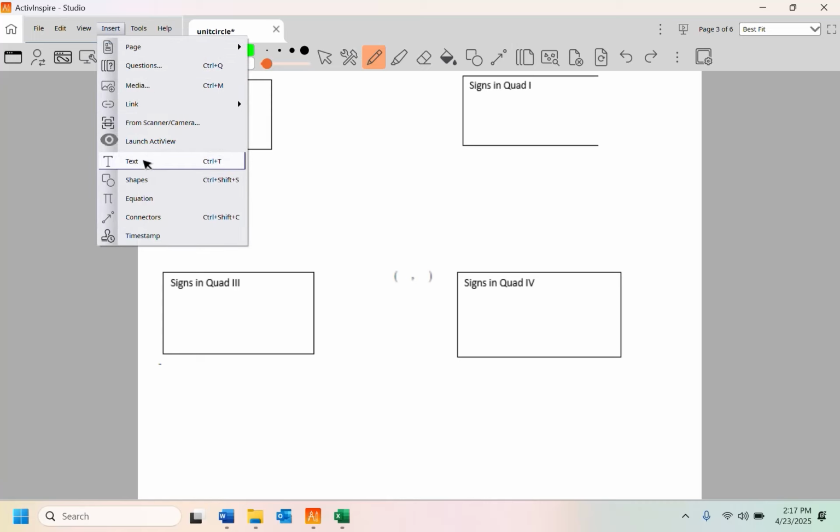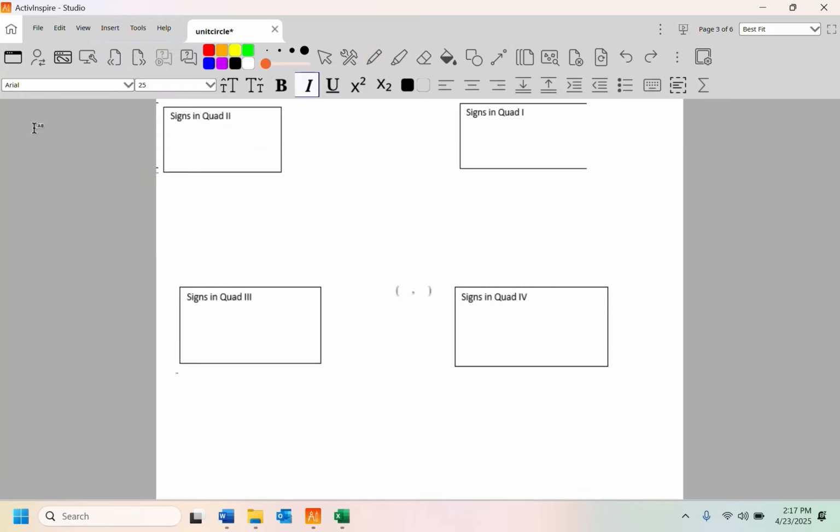Now, I use an acronym here. I've got lots of them, and I'm not gonna put the one that I say in class on YouTube, but the acronym is All Schools Torture Children, okay? All schools torture children. You're in quadrant 1 is where the A comes into place. All trig ratios are positive.